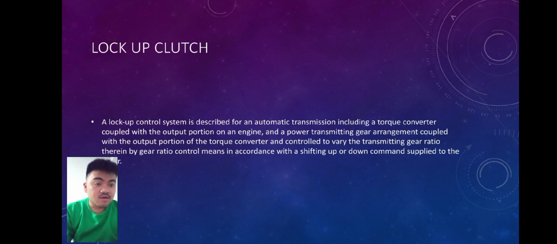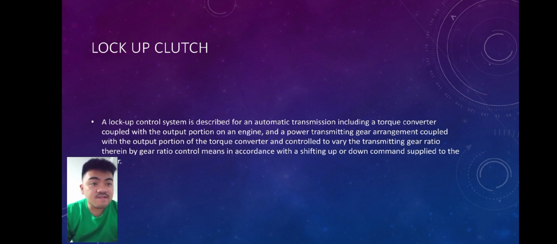The lock-up control system comprises lock-up operation control means for controlling the lock-up clutch to be in its operative state and in its inoperative state selectively, and for causing the lock-up clutch to be in the inoperative state when the gear ratio control means performs the control with the shifting up or down command, and lock-up clutch command means for preventing the lock-up operation control means from causing the lock-up clutch to be in the inoperative state until a predetermined reductive variation in the speed of the output portion of the torque converter arises after the shifting up command is applied to the gear ratio control means, the condition in which the lock-up clutch is in operation to control a lock-up state.